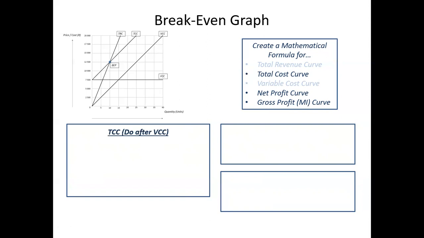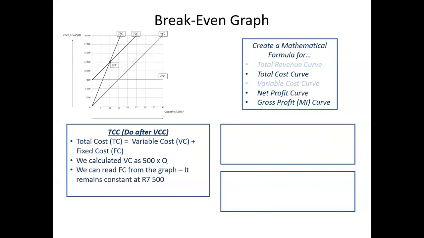Okay, let's look at the total cost curve first. And remember, we are doing that after we've already come up with a formula for the variable cost curve. So total cost is equal to variable cost plus fixed cost. We just calculated the variable cost as 500 times Q. We can read the fixed cost from the graph. It remains constant at 7,500. And so the formula for total cost is 500Q plus 7,500. That will be our total cost formula.